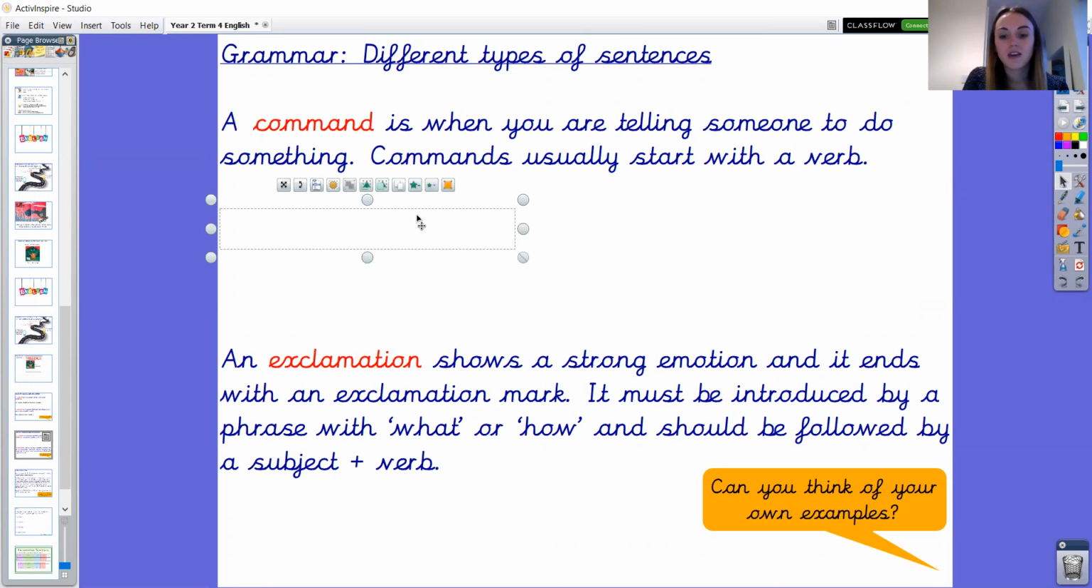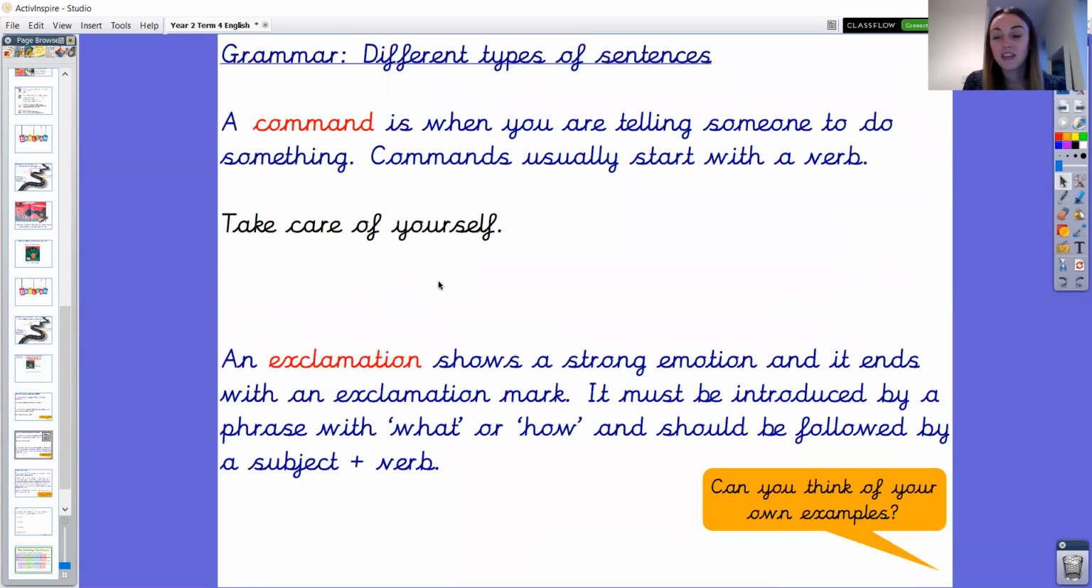Brilliant, Year 2. So I was thinking at the end of the poster, when I'm asking for some help to find the terrible beast, I might say, take care of yourself. So take is the verb that I've chosen to start the command with. Okay. Another type of sentence that you might choose to use is an exclamation.